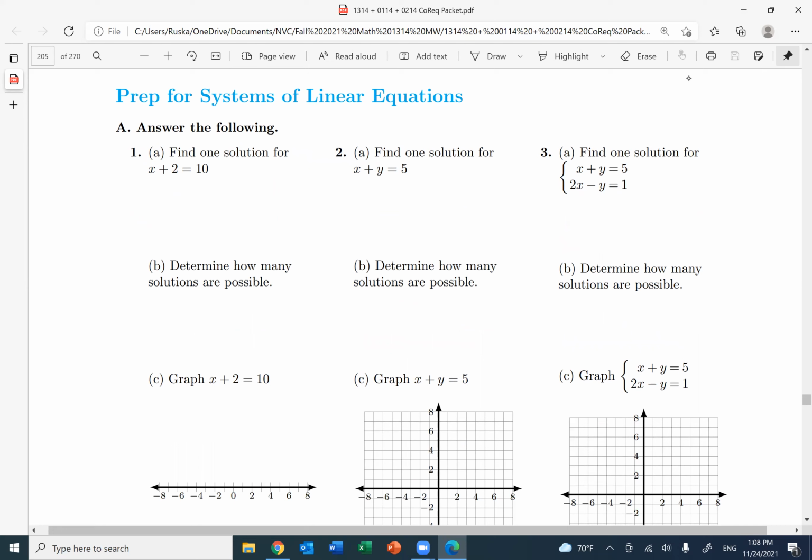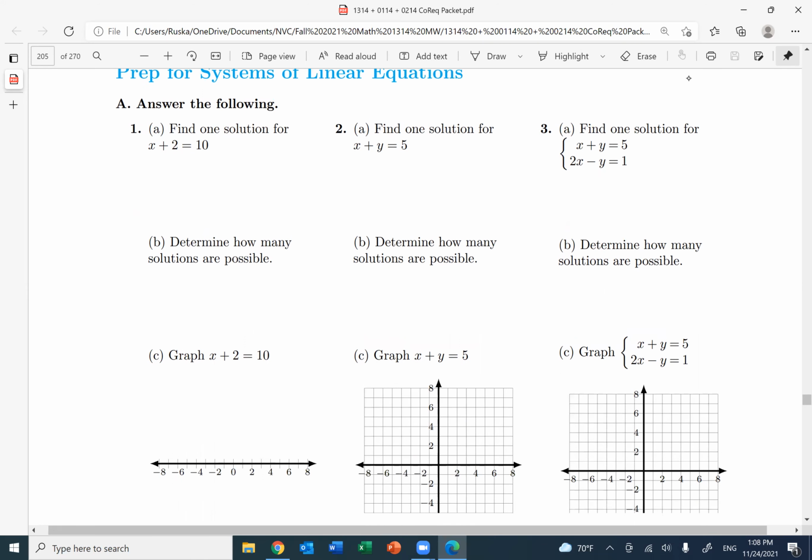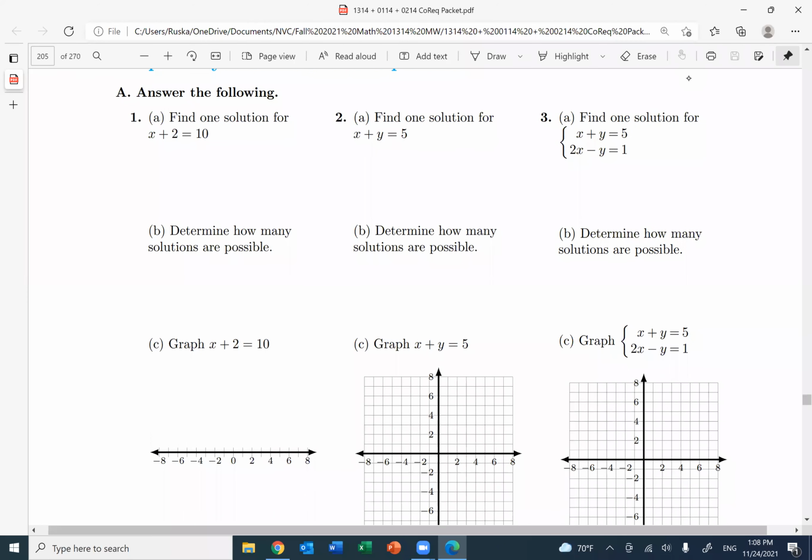So here we have three different scenarios. We have to answer a few questions. The first is an equation only with x. The other one, see, this equation has only x. This equation has x and y. And here we have a system of two equations with x and y. So it looks like the first one is the easier one, the next one is kind of in the middle, and the last one looks more complicated, right? So we're going to do the last one.